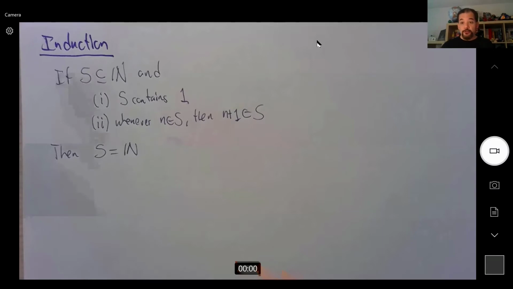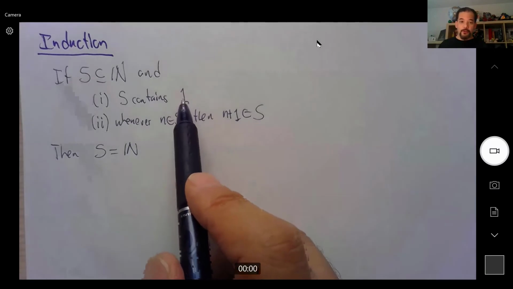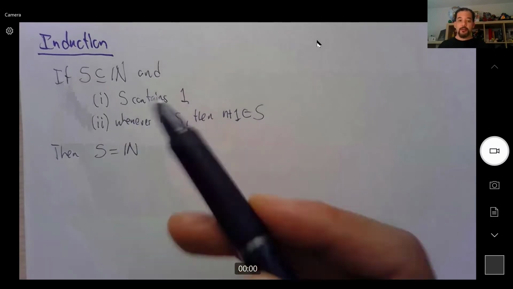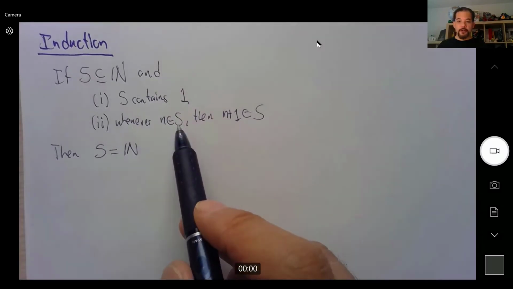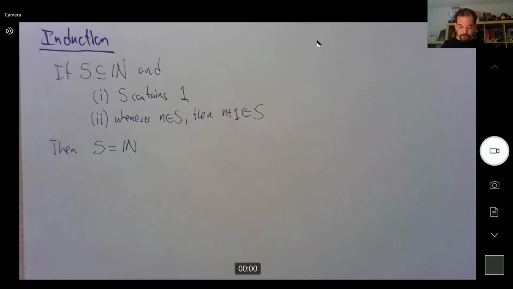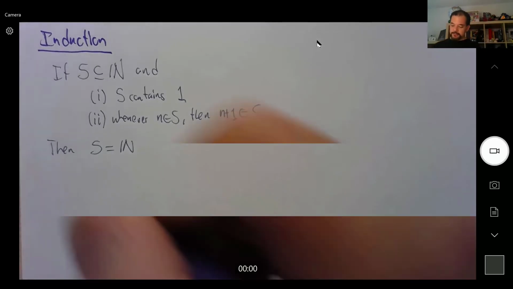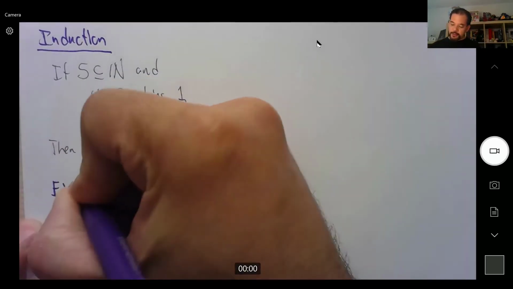What you do is you do precisely this. You show that the first number, the number 1, is in there. And then you show that whenever a number is there, then the next number is there as well. Let me show at least a little example of this. This is example 1.2.7 in our book.